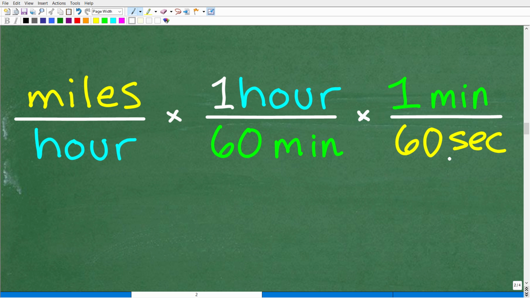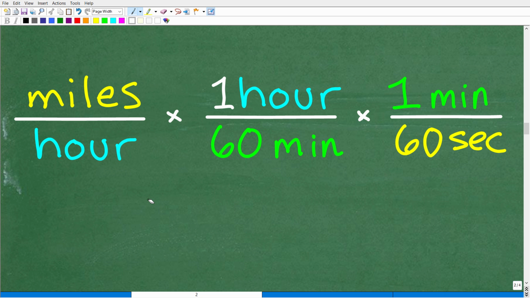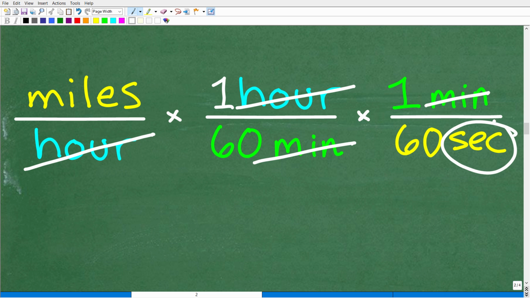All right, so let's take a look at what happens when I multiply miles per hour times these two conversion factors. This is what you want to be doing: you just want to see what units get canceled. An hour is going to cross cancel with that hour, the minute is going to cross cancel with this minute, and you're going to be left with seconds. So when I have miles per hour, I need to multiply by 1 over 60 times 1 over 60 again, and I'll be left with seconds.